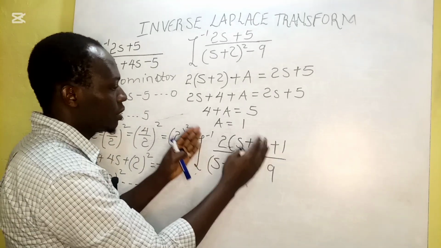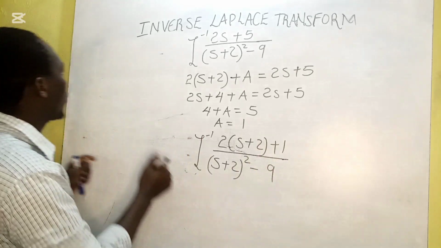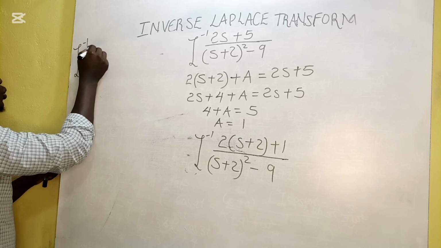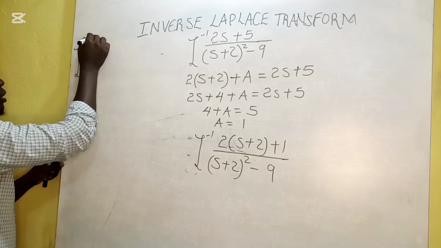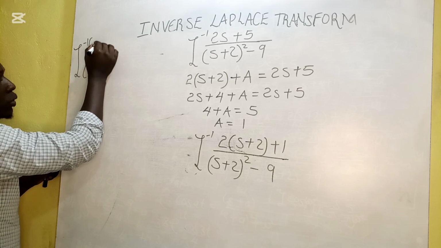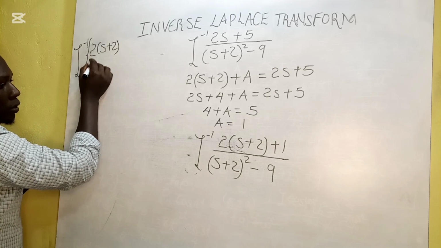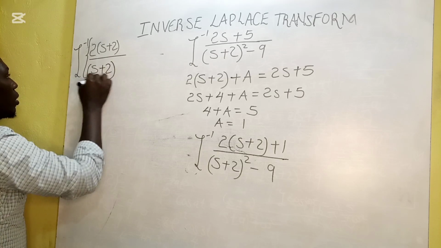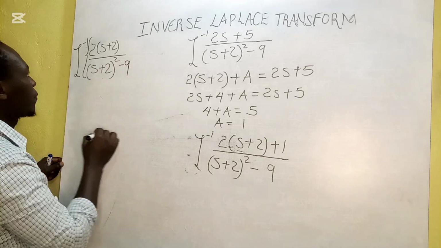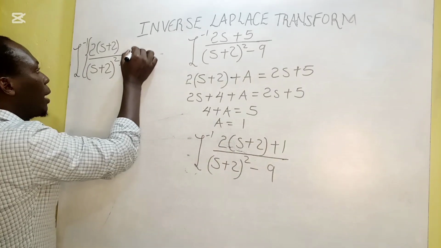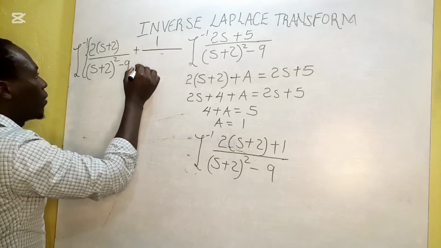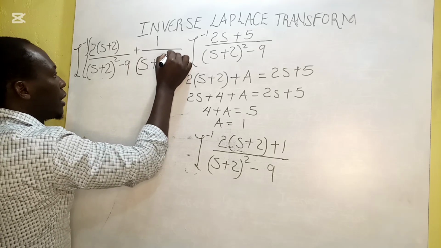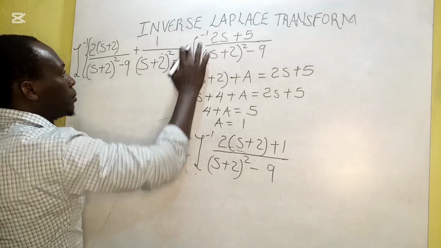Let us now rewrite the whole thing from here. From this point now, we are going to have the inverse Laplace transform of 2 into s plus 2, all over s plus 2, everything squared, we come and subtract from 9, we come and add 1, all over s plus 2, everything squared, we subtract from 9.